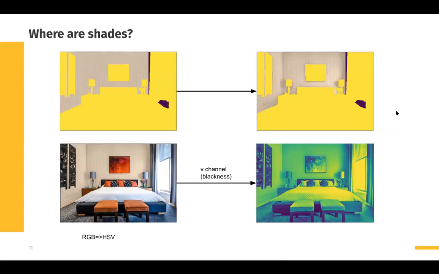And in order to make our final picture look more natural, we have to transfer our shades from our old picture of a room to our new picture. And we did it using the HSV representation of the picture, where we use the last channel, V channel, that is responsible for the blackness of the picture. And we played with it in order to transfer these shades to our new image of a room.